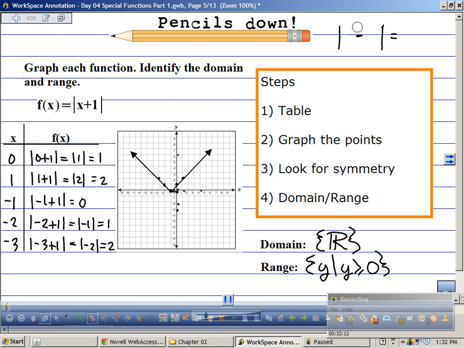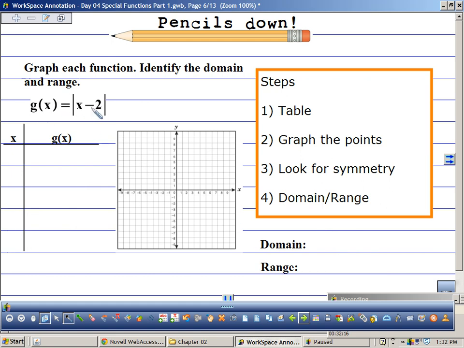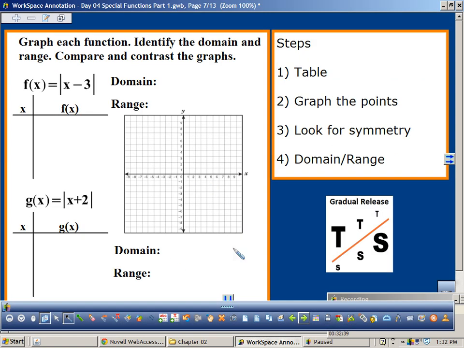That being said, what would this one look like? I'm not going to do this one because I'm running out of time. How would that one shift? It would be over here, right? Because the difference between x and 2, and it would look like this, right? Because it doesn't have anything in front of the x. It's not shifted up or down. It's just over 2. So I want you to do these two with me in the next couple minutes.